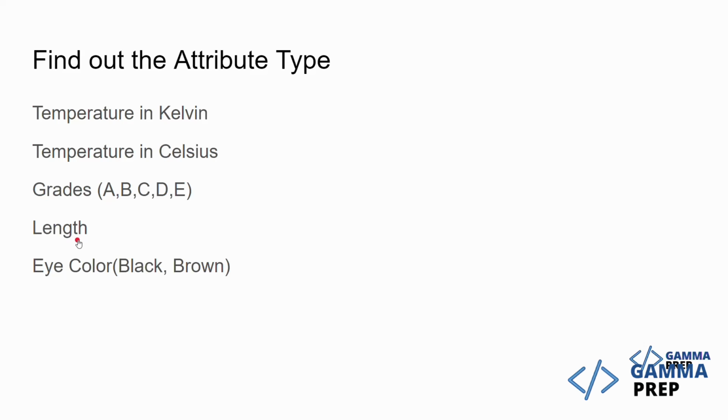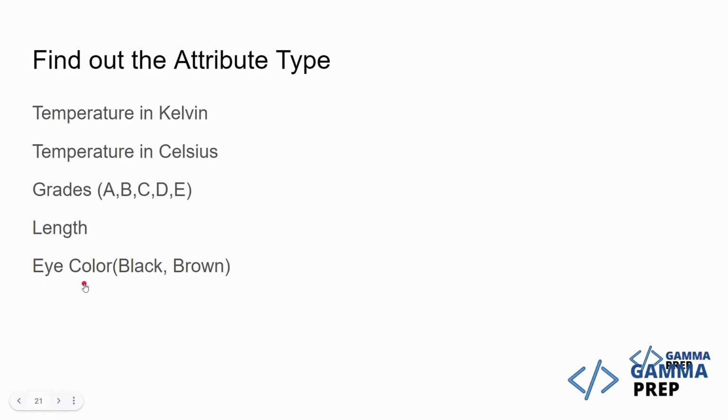Length. This is interesting. Length, we can obviously find out whether the two lengths are the same or not. We can order them, which is bigger, which is smaller. We can also find out the difference. And the fourth thing, length cannot be less than 0. So this is a ratio attribute.